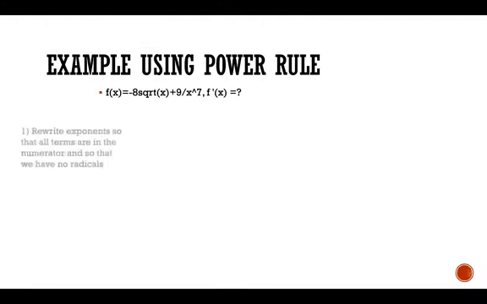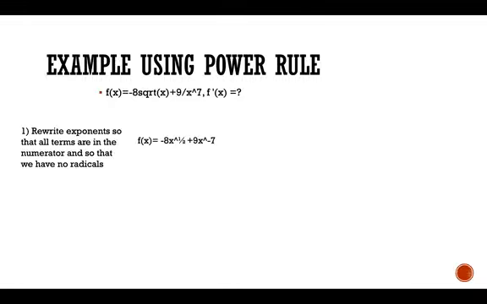Okay, so the first step here is to just rewrite the equation, because as it's written, it's pretty hard to use the power rule. So we want to rewrite the exponents so that all terms are in the numerator, so that we're not dividing by anything. And we want to rewrite these radicals as exponents. So if we do that, we are going to change the square root into a 1/2 power.